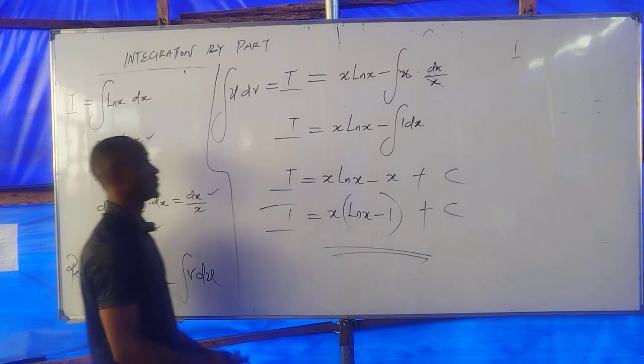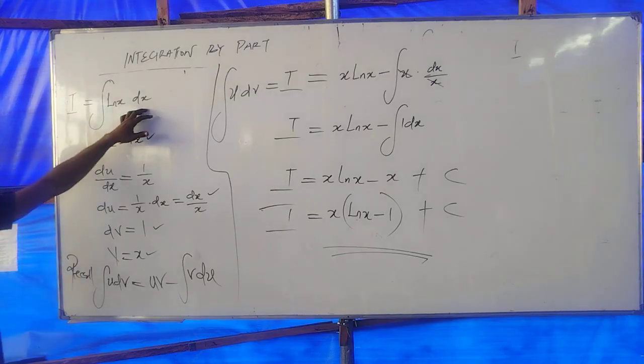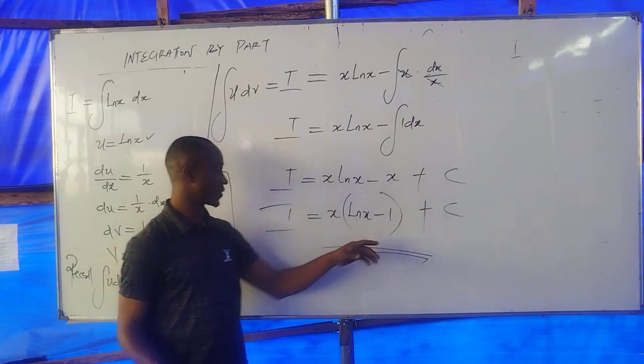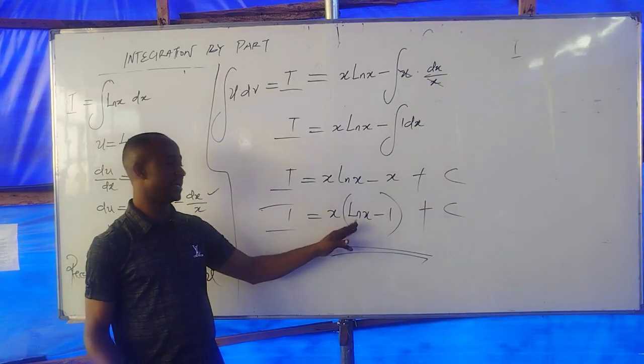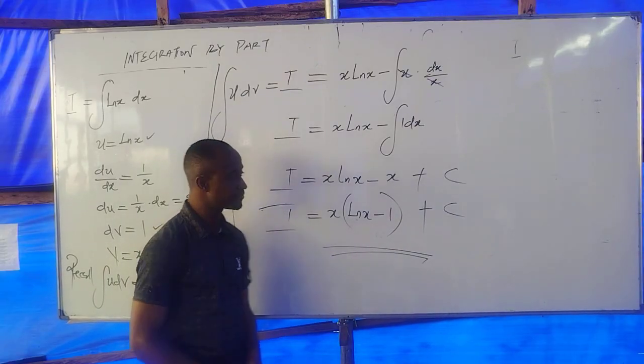Final answer to this. So anytime you see the integral of ln x dx, what's the answer? It is x ln x minus x plus C, or x times ln x minus 1, plus C. Are you getting the gist here? So put this out.